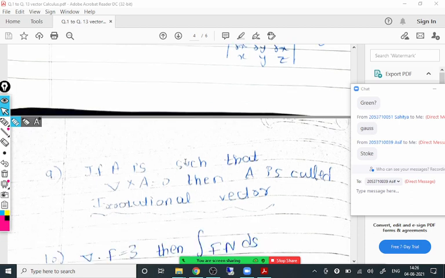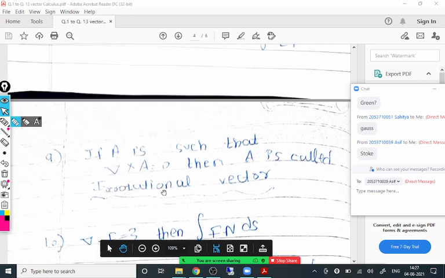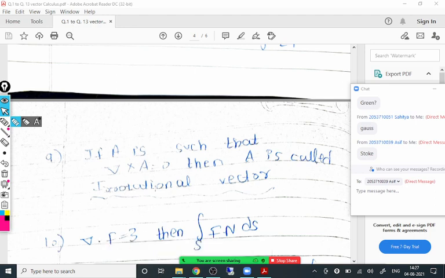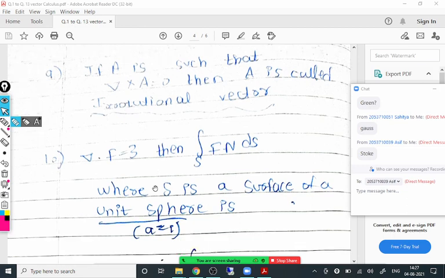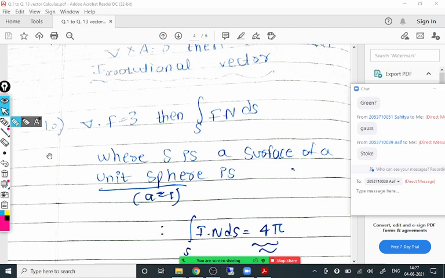Come to question 9. If a is such that del cross a is 0, then a is called an irrotational vector. Good. If it is a multiple choice question, you just have to see the correct option, whether irrotational is written or conservative is written. Both conservative and irrotational vectors have del cross a bar equal to 0. Any doubt up to here? No. So question number 10.